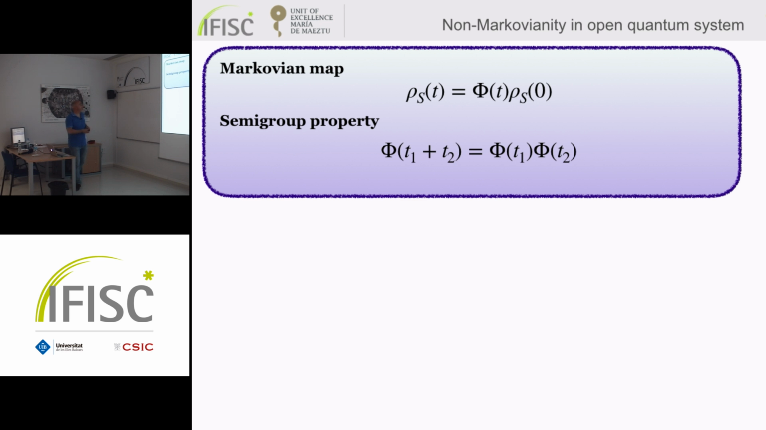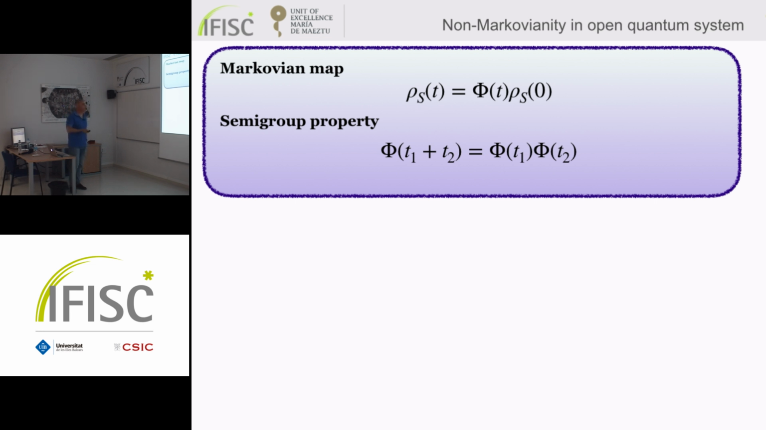More formally, if I have an initial state rho_S(0), and at time t it evolves according to a map phi_t, if this map is Markovian, it must obey this property, which is the semigroup property. The map at time t1 plus t2 is just the product of the two maps.